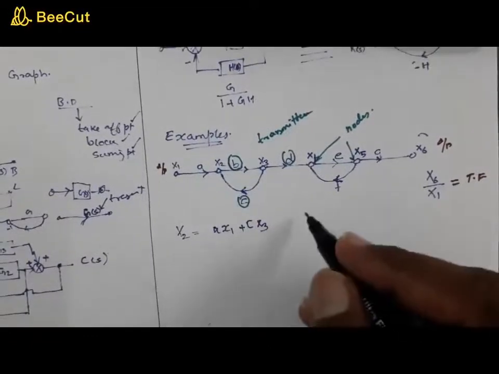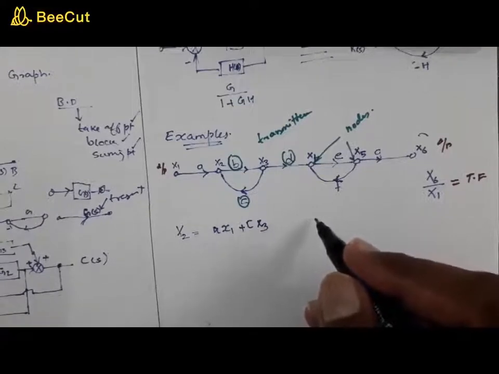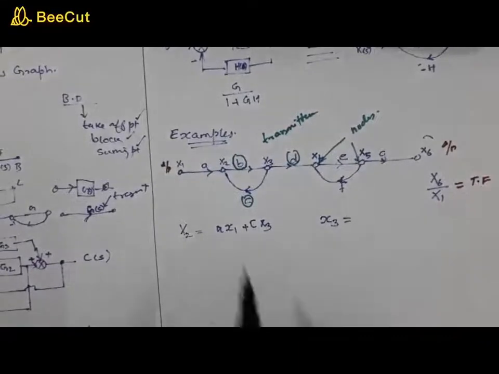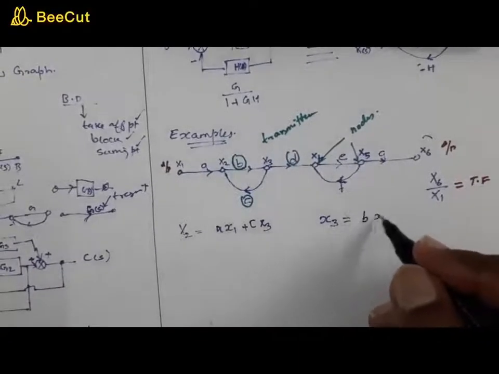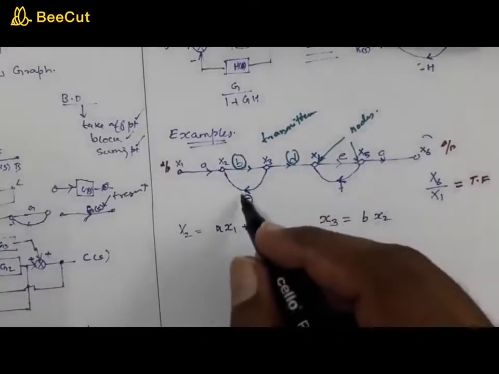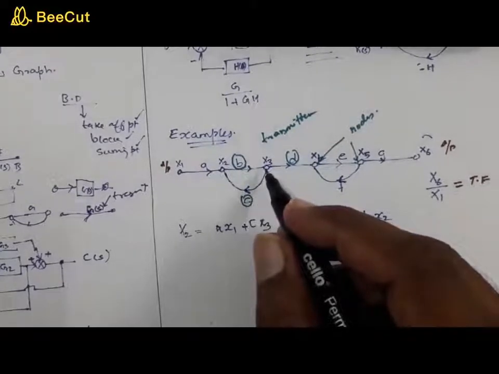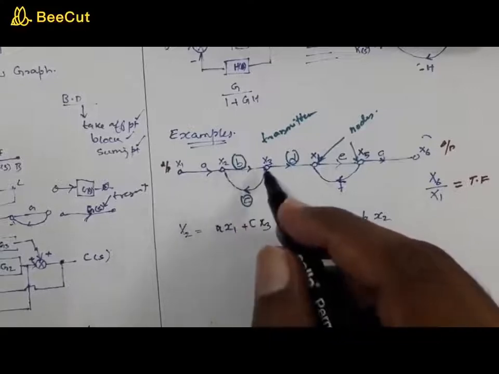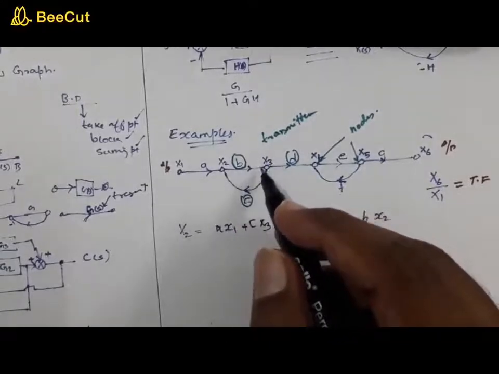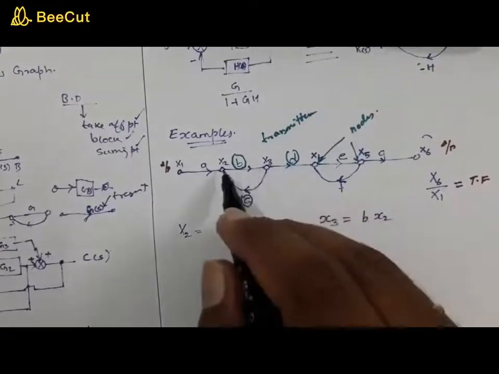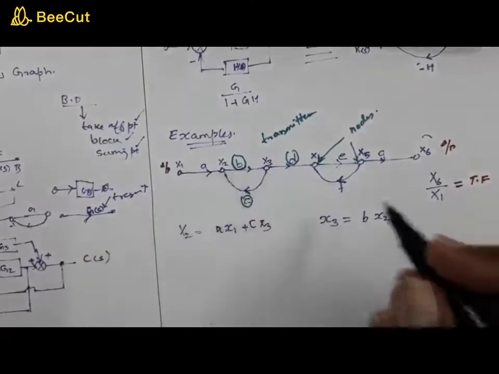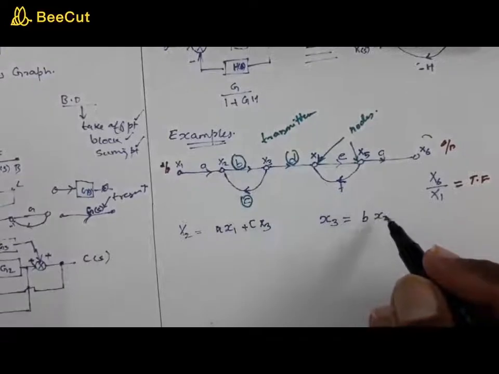Then what about x3? Now when you look at x3, it is actually b times x2. You don't have to consider the signal that goes away from x3, which contributes to x2. For the x3 node, the only signal that comes in the forward path is from x2. That means x3 is equal to b times x2.